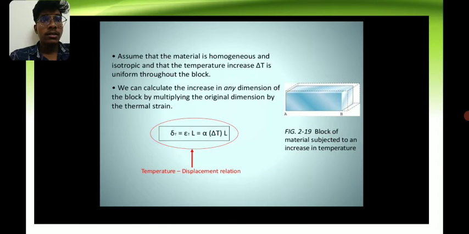By assuming that the material is homogeneous and isotropic, and that the temperature increase delta T is uniform throughout the block, we can calculate the increase in any dimension of that block by multiplying the original dimension by the thermal strain, where delta L is equal to epsilon into L, that is equal to alpha into delta T into L. This is the temperature-displacement relation. As we can see in this diagram, a block of material is subjected to an increase in temperature.